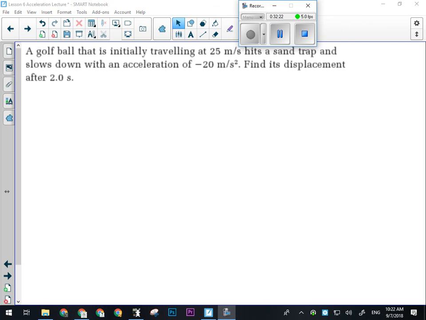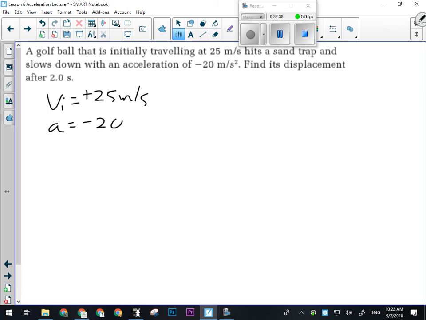Okay, let's look at this one before the bell goes here. So we have a golf ball that's traveling at 25 meters per second. So we're going to say that that is its initial velocity. It doesn't give me a direction, but I'm going to make it positive. Okay. Hits a sand trap and slows down with an acceleration of negative 20 meters per second squared. Okay, find its displacement after 2 seconds.